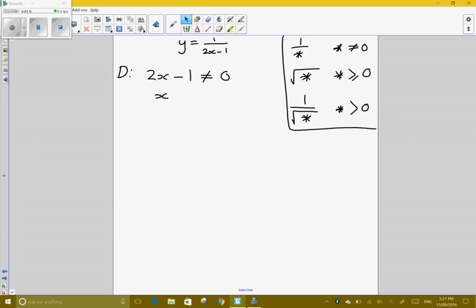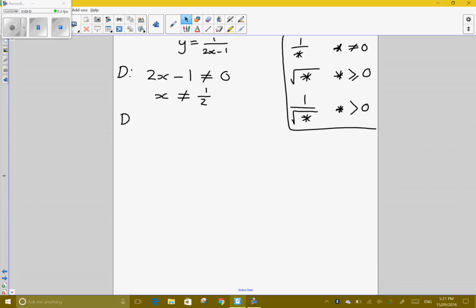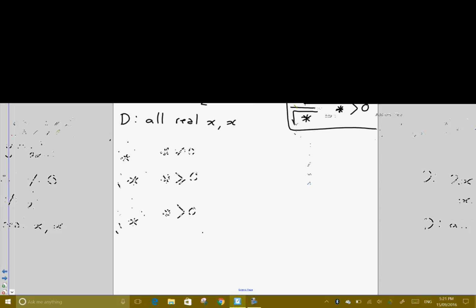So we'll solve this: 2x, add the 1, divide by 2. Sorry, I'll go straight to the answer. x cannot be a half. I've just solved that quickly in my head. So the domain of this is all real x, where x cannot equal a half. Nice and easy.